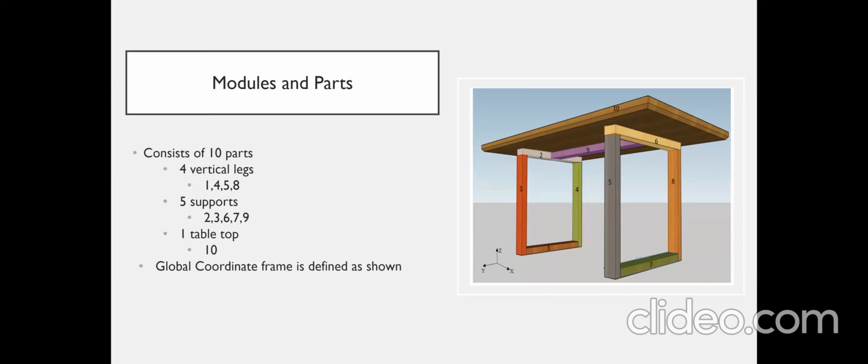We have kind of three major parts. We have our vertical legs, which are 1, 4, 5, and 8. We have our support structures, which are 2, 3, 6, 7. We have our tabletop, which is 10. And we create this assembly process using the global coordinate frame here, as seen in the picture, with our Z direction up and down, our X along the length of the table, and our Y along the width of the table.